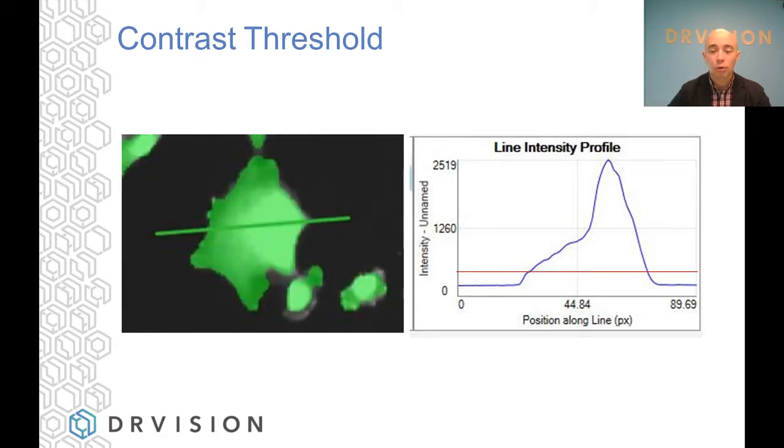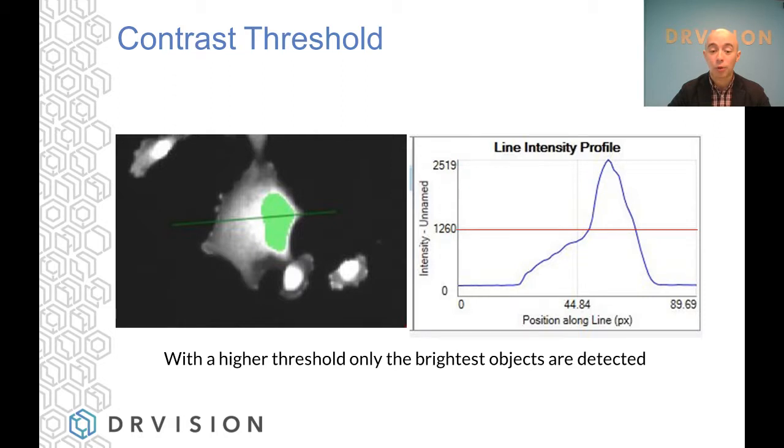As we adjust the contrast threshold, illustrated by this red line, we can see the difference between how much of the cell body is detected. With a higher threshold, only the brightest objects are detected.